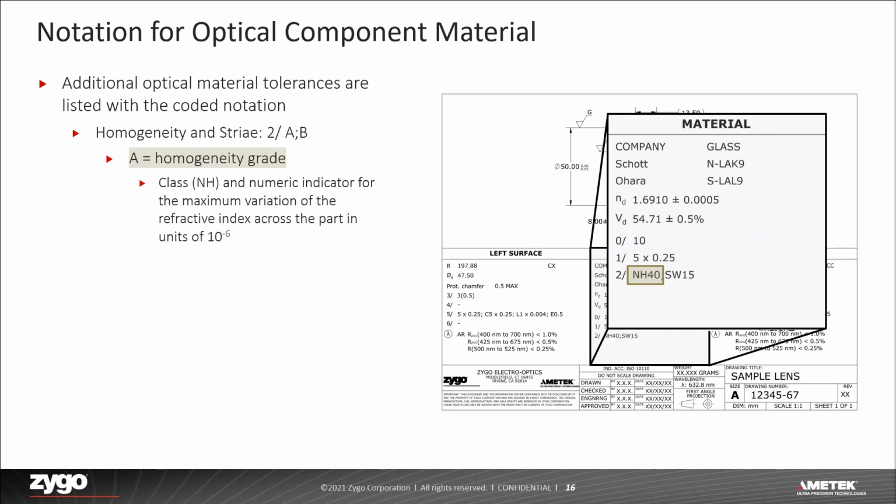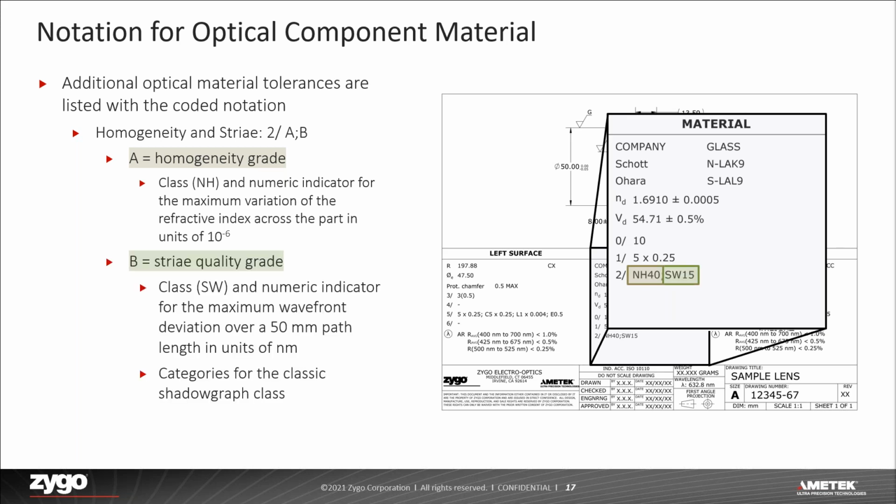The last types of material properties are for the homogeneity and stria. Both of these tolerances are listed with the 2/ and use a class system for their specification. The homogeneity is listed first with a class indicator of NH. The value following is then the amount of homogeneity of the refractive index in units of parts per million. If we were to look at this from the Schott designation, the example shown would be considered an H1 glass.